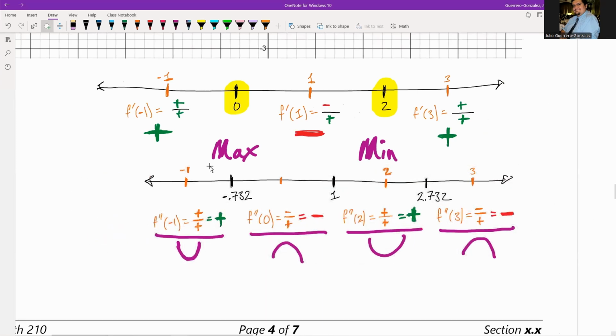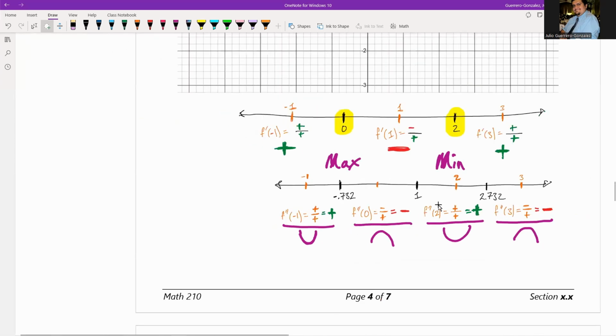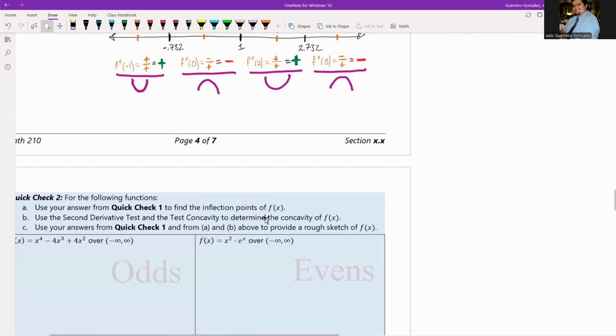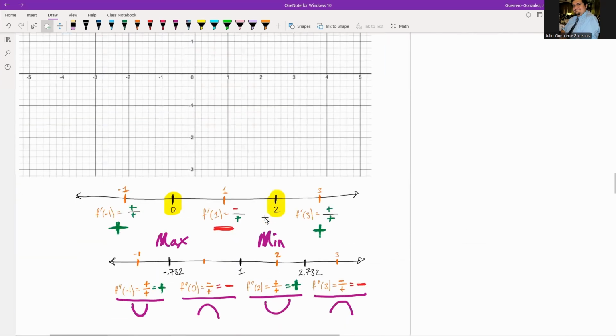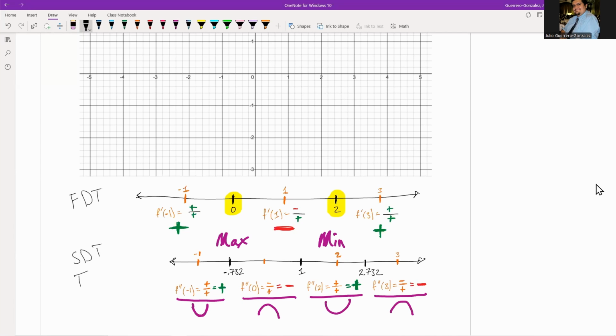All right. So I want everybody to take a look at this, and I'm gonna go ahead and zoom out so we can have our tables and our graph at the same time. There we go. Okay, so this is the first derivative test, right? This is the second derivative test and the test for concavity, right?